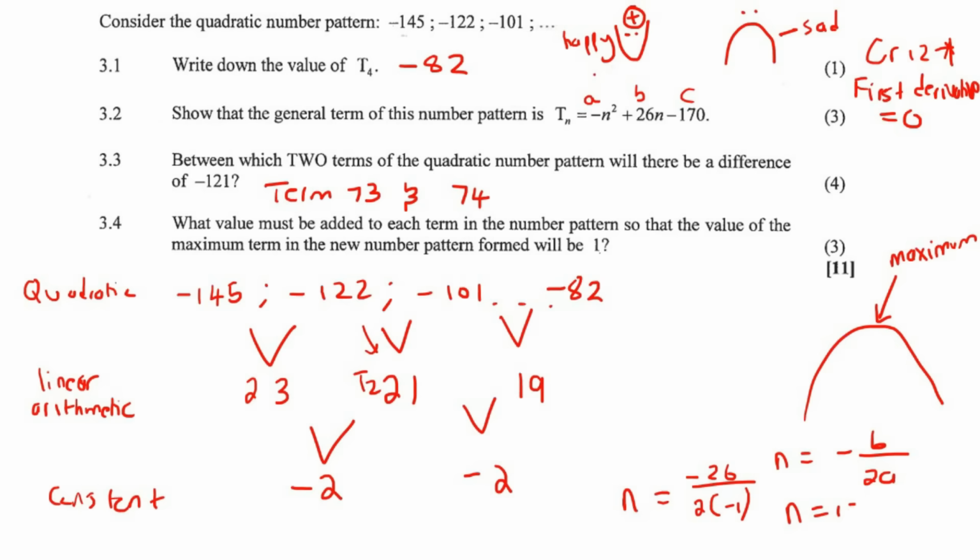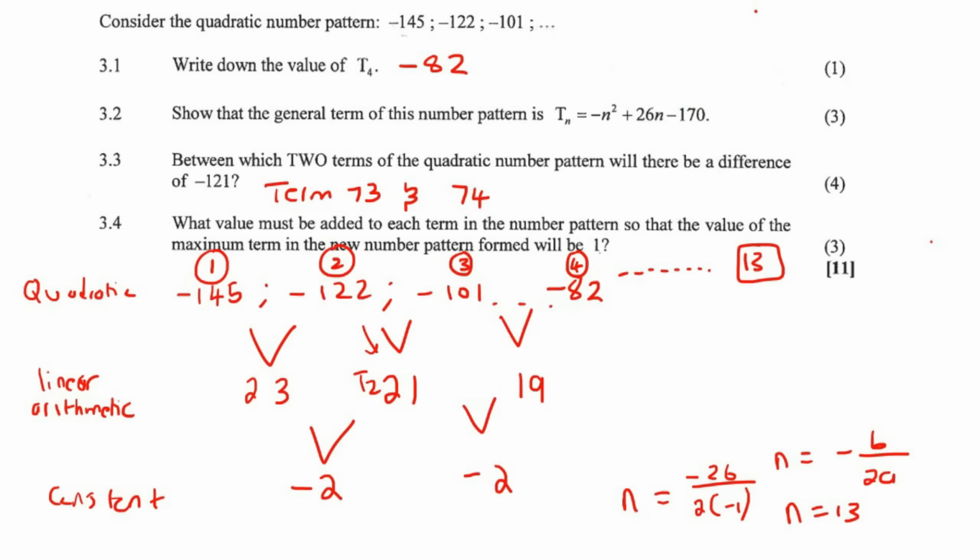Now that's not your answer. That's saying n is 13, so that means position number 13. This is position 1, this is position 2, this is position 3, this is position 4. They said that the maximum value is at position number 13. But we don't know what that maximum value is, only that it's at position number 13. To find it is very easy. We just use this formula and find term number 13.